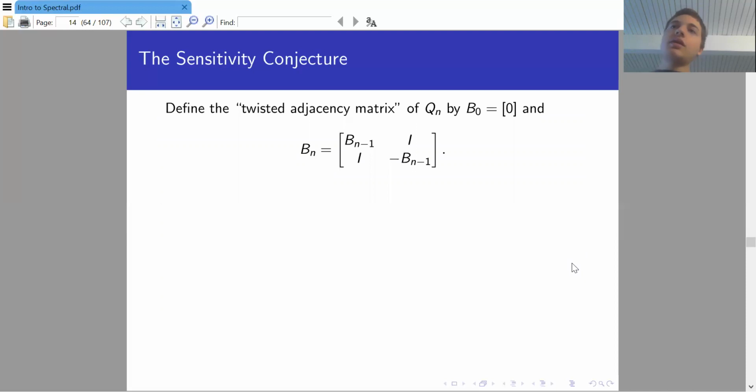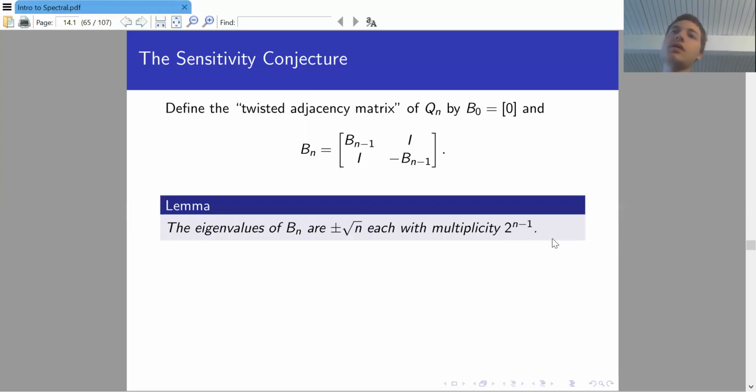So the key object that we need to look at to prove this result is something that I'll call the twisted adjacency matrix of Qn, which we'll define in the following way. We'll let B0 be, again, the 1 by 1 0 matrix, and we'll recursively define Bn in this block format. If you just cover up this minus sign, you get exactly the definition of the adjacency matrix that I mentioned before. But now with this minus sign, you'll get almost the adjacency matrix, but now some of its entries are negative ones instead of ones.